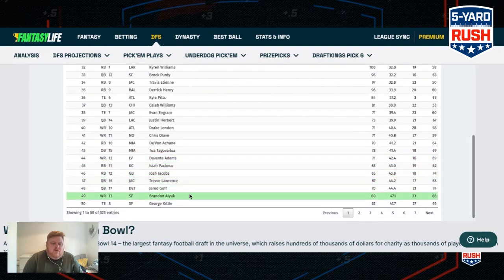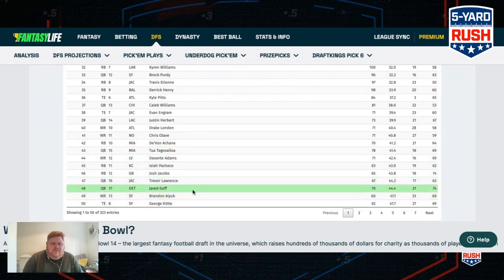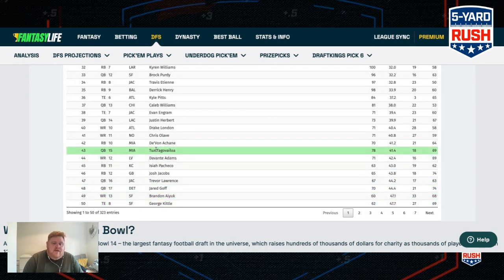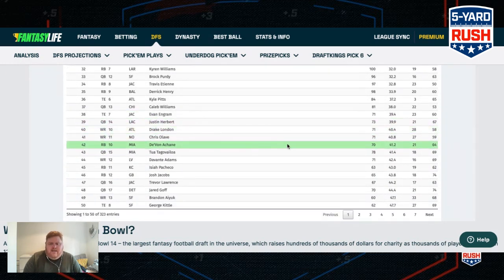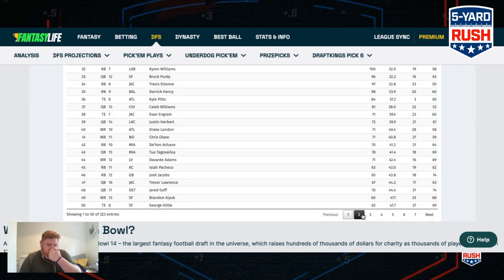And then Brandon Aiyuk here at wide receiver 13, I think it's far too high. I don't want part of that. He's in the 5th round there. It's too high for me. But a lot of these ADPs have held up from what we've seen previously. As we get more data here, as these start to jump into the hundreds, as they will today, we'll start to get a true reflection of where they are.